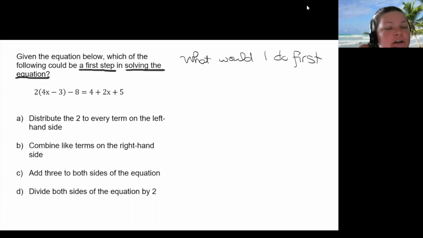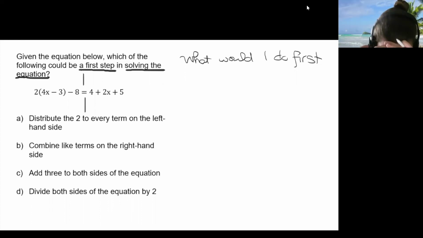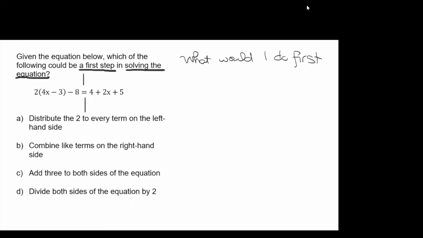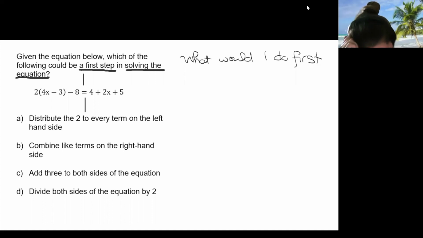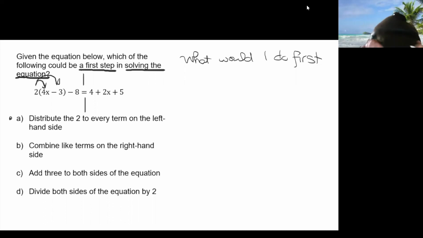A, distribute the 2 to every term on the left-hand side. What do you guys think of that statement? No or maybe? Don't tell me yes, just tell me no or maybe. Maybe. Okay, so we have a maybe. What do you like about that, Andrea? I said 2 times 4, 8. Oh, yeah. She's like, yeah, there's some I could start by distributing here. 8x. Okay, so maybe. Okay, so let's look at the next one.